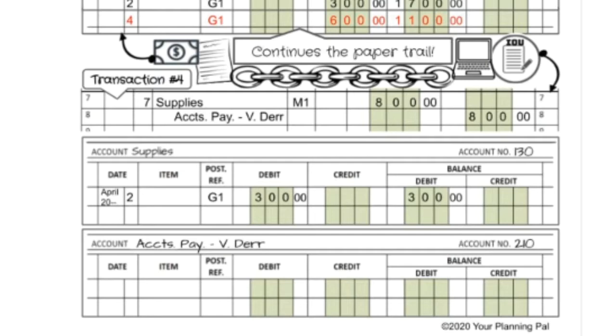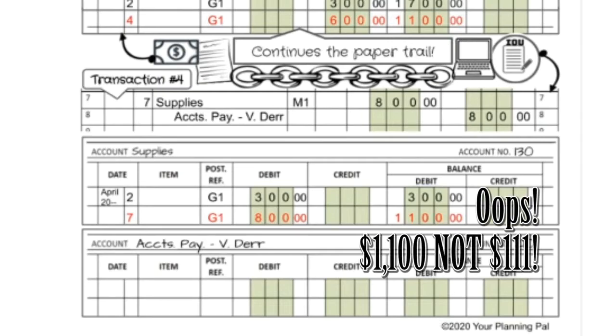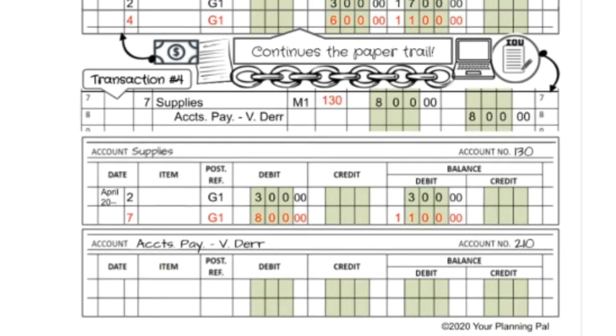Okay, transaction number 4, we have supplies. So we go to the supplies account. We record our date, G1. It is a debit of $800. So now we're adding to our supplies. So we started with $300 plus $800. Now we have $1,100 worth of supplies. And then we'll take our account number 130 and we'll put that back up in the post-ref column.